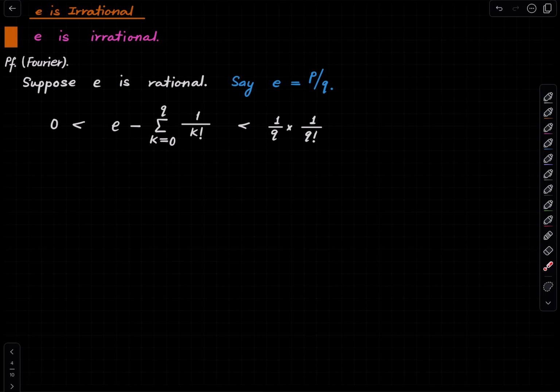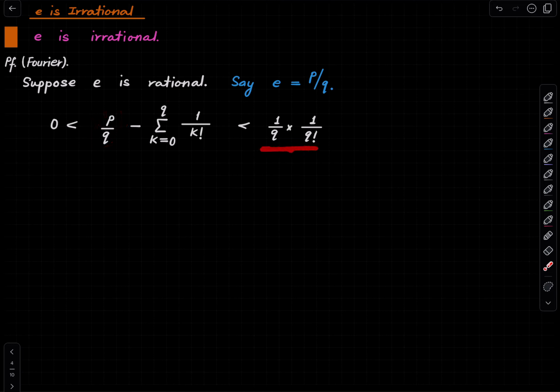And now here is the idea. If we multiply this thing with Q factorial, we will get an integer. Why? Because instead of E, let's write P by Q, because we have assumed that E is equal to P by Q, right? So the thing is, if you multiply this guy with Q factorial, you get an integer, because this will be an integer and that will be an integer.